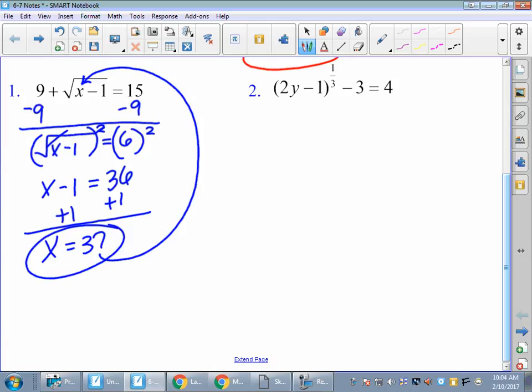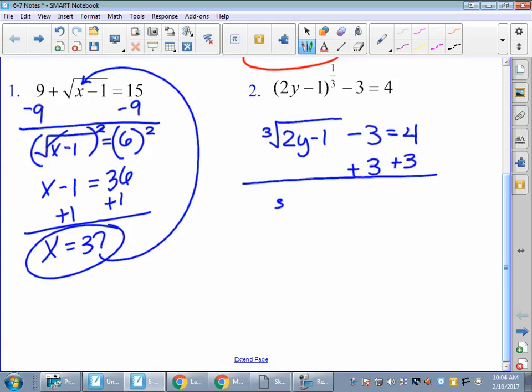Let's try that again over here. Now, if you don't like the 1/3, you can write it as a cube root. It doesn't matter because they'll both cancel out. So if you want to write that as the cube root of 2y minus 1, minus 3, is equal to 4. Now I'm going to isolate the cube root, add 3 to both sides, and so I have the cube root of 2y minus 1 is equal to 7.